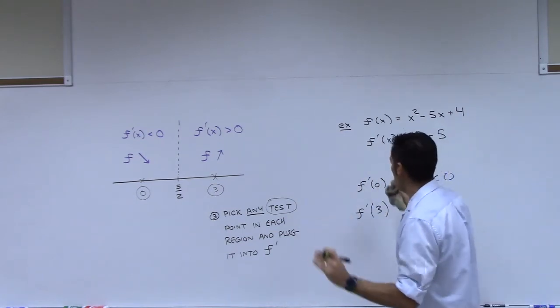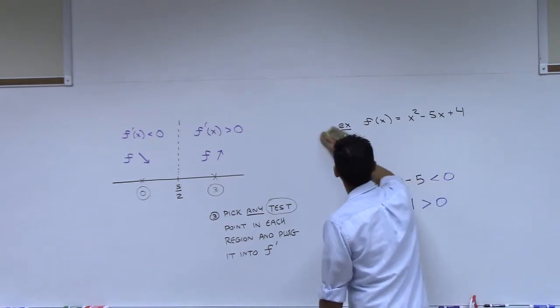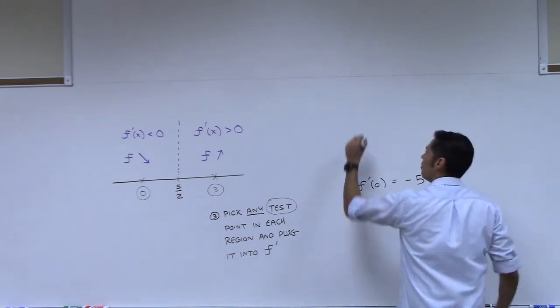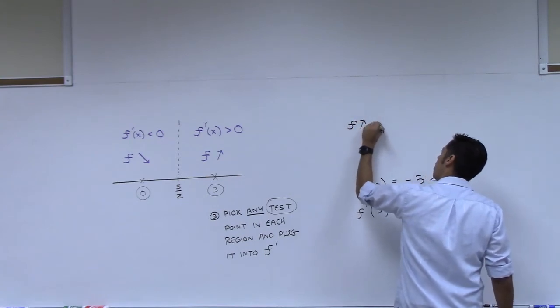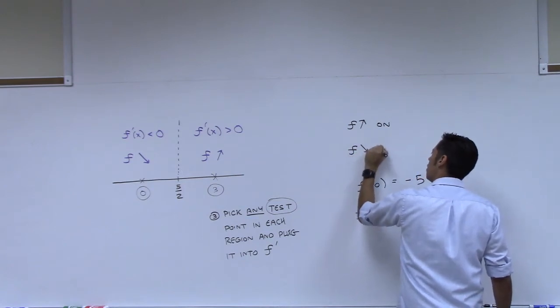So let's answer the question, because we have not answered the question. The question was, find where the function is going up and down, right? Yes? So I'm going to answer. F is increasing on what interval? And then F is decreasing on what interval?